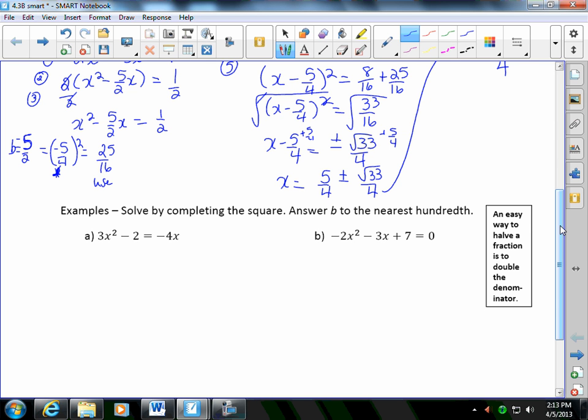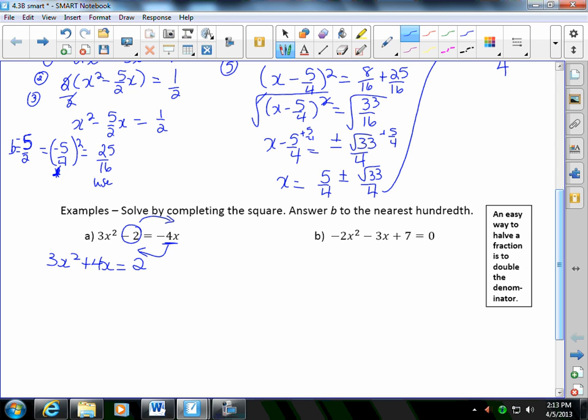Okay, so in A, I have 3x squared minus 2 is equal to negative 4x. Well, this is my c value, that negative 2. It has to go to that side of the equation, which means that this minus 4x has to come to the left side of the equation. So what I have then is 3x squared plus 4x is equal to positive 2.